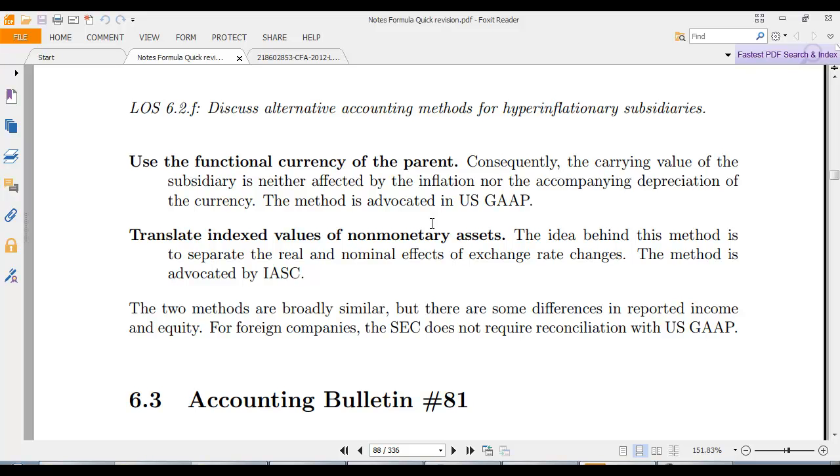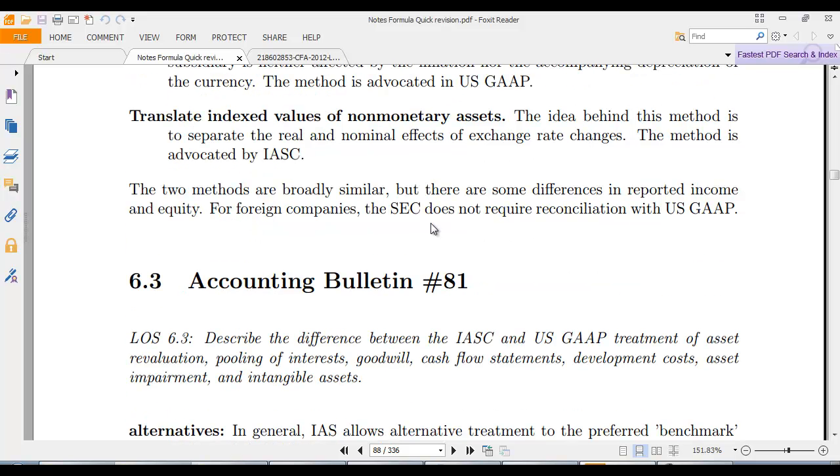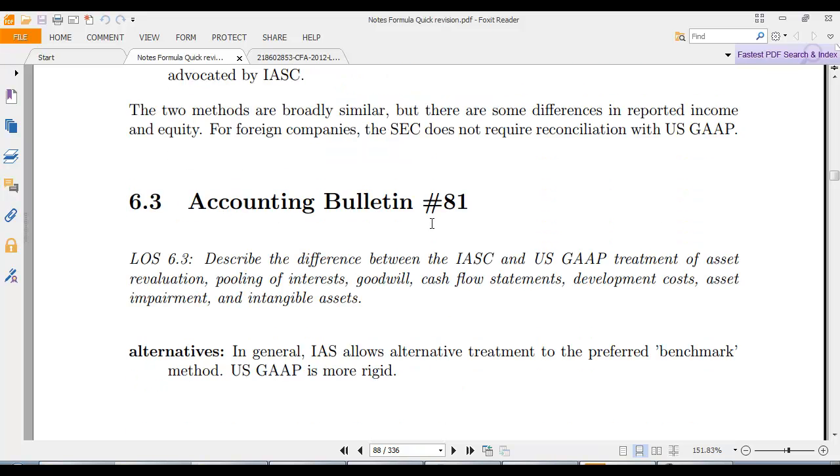Translate indexed values of non-monetary assets. The idea behind the method is to separate the real and nominal effects of the exchange rate. The method is advocated by the IASC. The two methods are broadly similar, but there are some differences in reported income and equity. For a foreign company, the SEC does not require reconciliation to US GAAP.